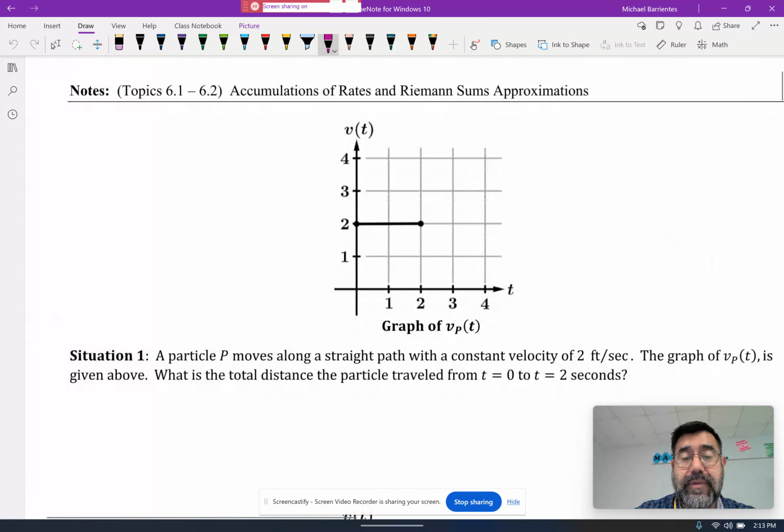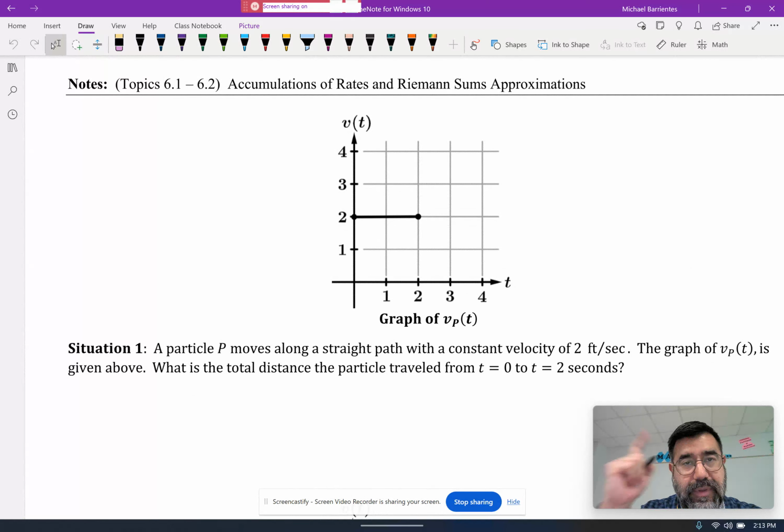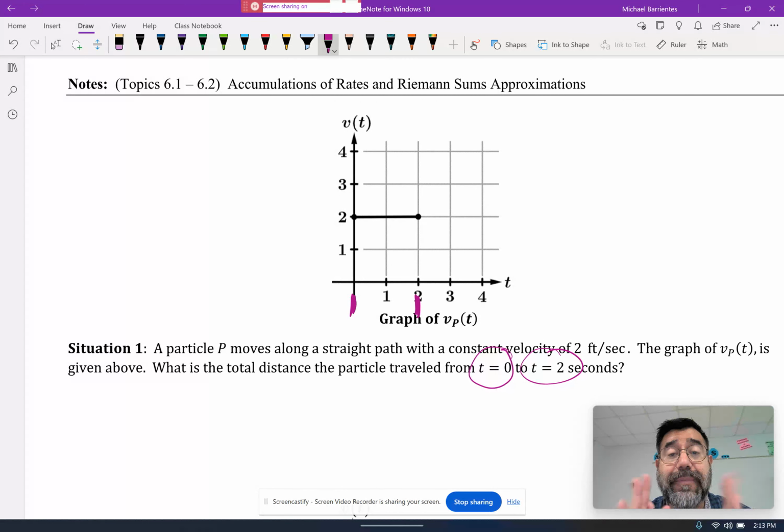All right, I'm looking at the graph. I'm thinking about the situation. It's giving me a starting and an ending point. On the graph, the t values are represented here, 0, and here, time 2. So this is talking about that particular interval of points. But the question is, how fast is this going?